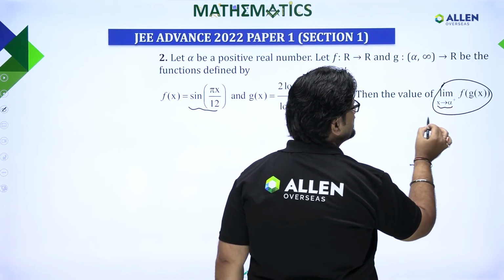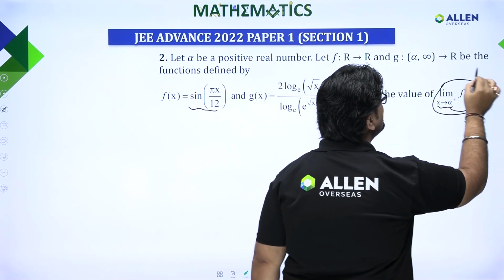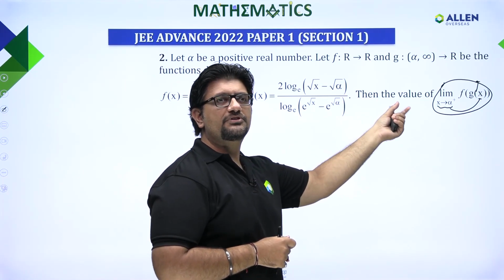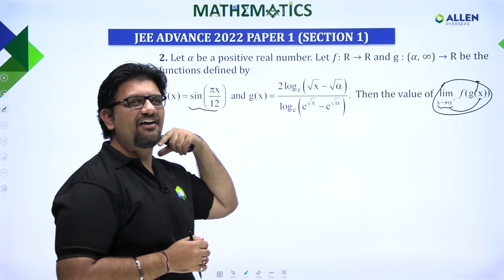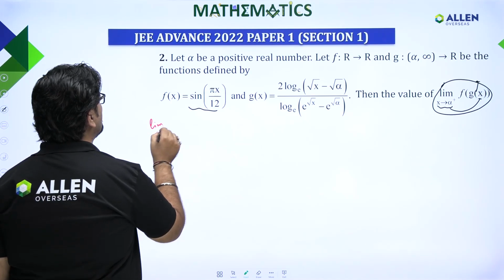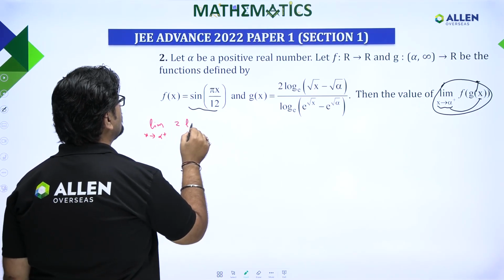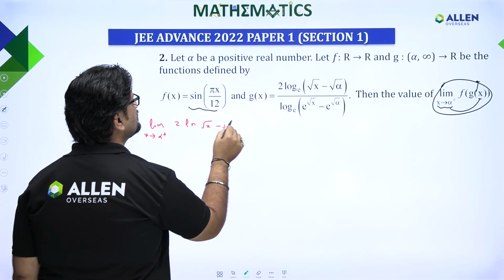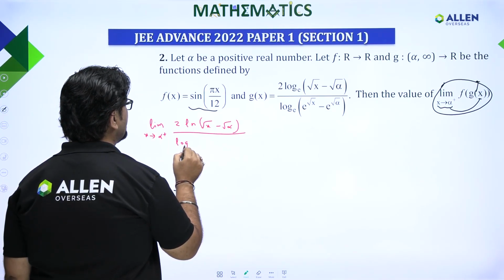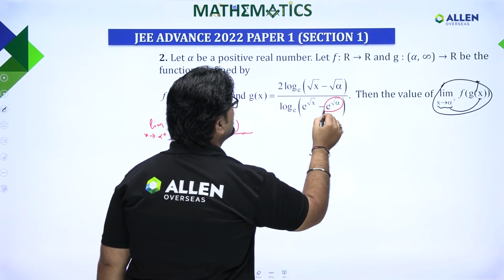See, where will it move first? When x tends toward alpha plus, it will move first inside the function g. So first of all, I am calculating the limit as x tends towards alpha positive for the function g of x, and then I will come back to f. So I am taking the limit as x tends towards alpha positive on this function. So 2 ln of root x minus root alpha, and in the division, listen to me very carefully, in log base e, I am just taking this part common.